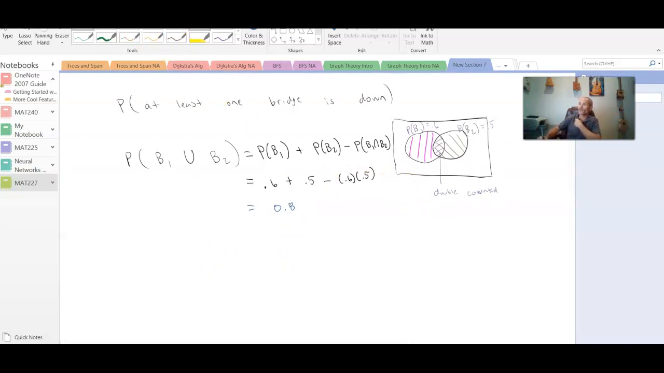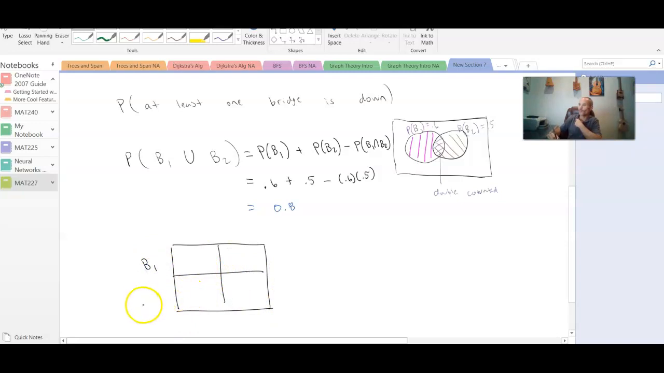One other way we could visualize this to make it more clear is to draw ourselves a little contingency table. We'll say this corresponds to bridge 1 being down, bridge 1 not being down. So we know that bridge 1 is down 60% of the time, therefore it's up the other 40% of the time. And again, this is going to account for the 100% of all situations. Now we can do bridge 2 here, and bridge 2 being up right there. And we know that 50% of the time the bridge is down, and 50% of the time the bridge is up.